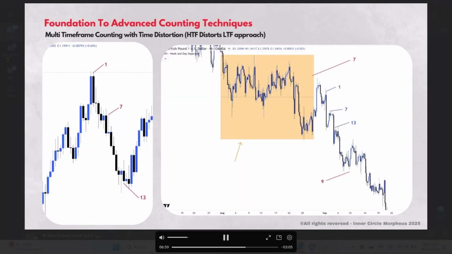And the last section, NEO, multi-time frame counting. I also name this the higher time frame distorts lower time frame approach. We observe the weekly chart on the left-hand side and the 4-hour chart on the right-hand side. Price starts to consolidate as the time approaches the 7th week here.